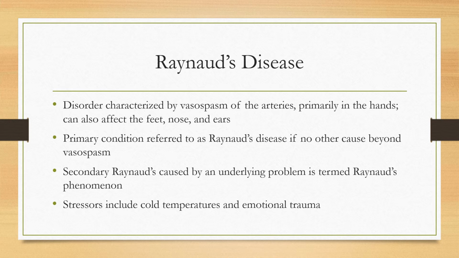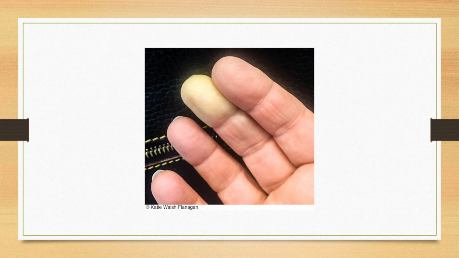So Raynaud's disease is characterized by this vasospasm of the arteries. Most of the time it's in the hands, but it could also be in the feet, nose, and ears. It's triggered by cold temperatures and or emotional trauma. And we do have to ask, okay, is there something else that could be causing that vasospasm? And this is what it looks like. Their fingers turn white because the arteries are spasming, so there's not great circulation. Sometimes they even get a little bit of a purple tinge to them.